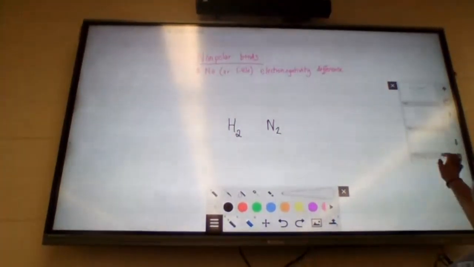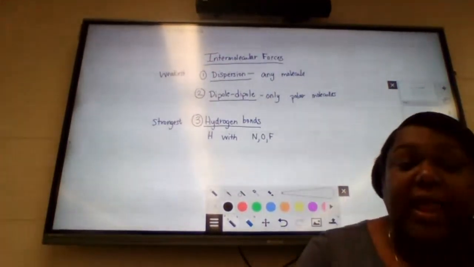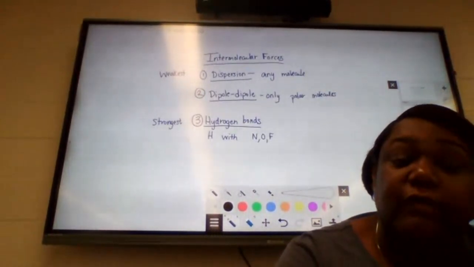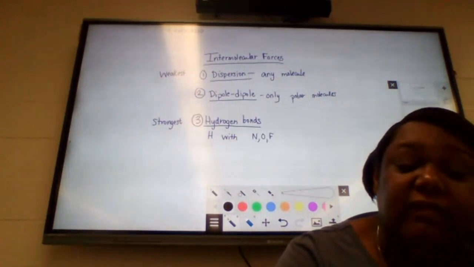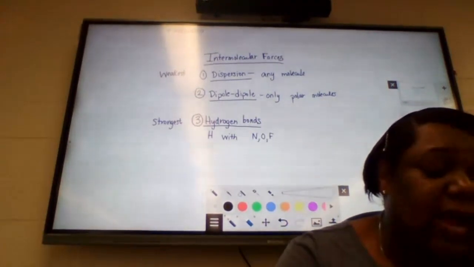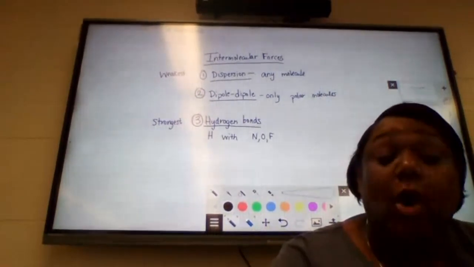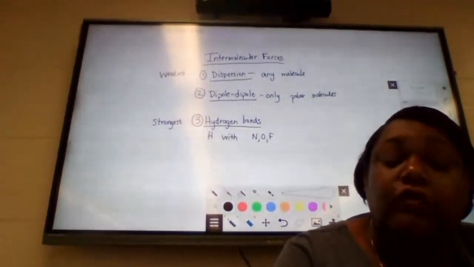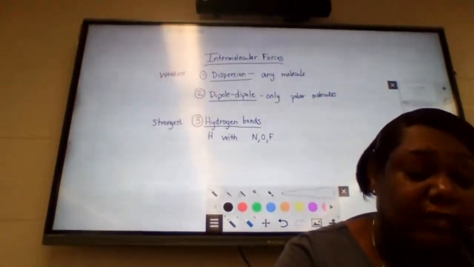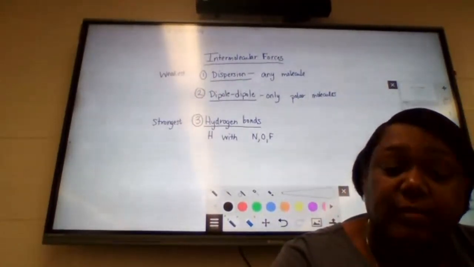Now, finally, in this chapter, your book moves into talking about the intermolecular forces. And there are three intermolecular forces that you need to be familiar with. They are your dispersion forces, which are very weak forces. These can be felt by any molecule whatsoever. The second kind that you can experience are your dipole-dipole interactions, which are only felt by polar molecules. So you need to know if your molecule is polar before you can know if the forces that it feels are dipole-dipole. And then the strongest of these three forces is your hydrogen bonds.